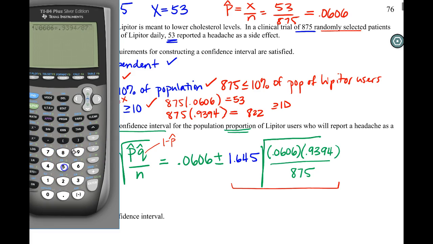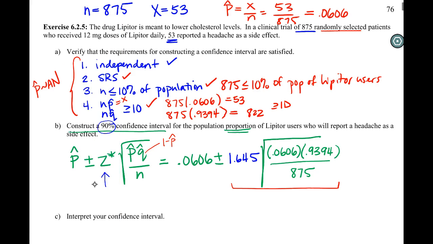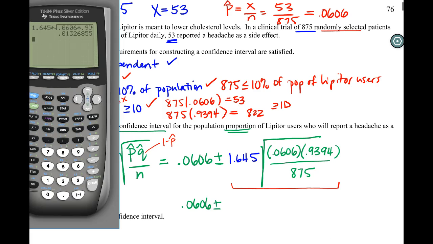So I like to try to do this all at once. I find that most of the errors students make happen when they try to do these things in smaller steps. There are all sorts of rounding errors, and then errors in general where they forget to use the square root or forget to multiply by that critical value. Lots of little mistakes. So if we do it all at once, we now get 0.0606 plus or minus our margin of error, which was 0.0133.